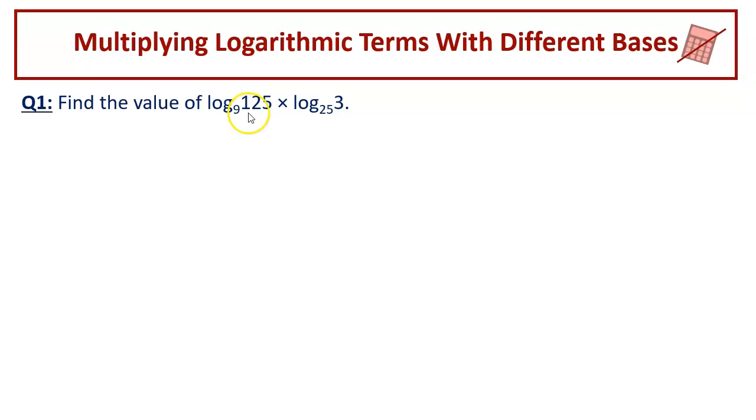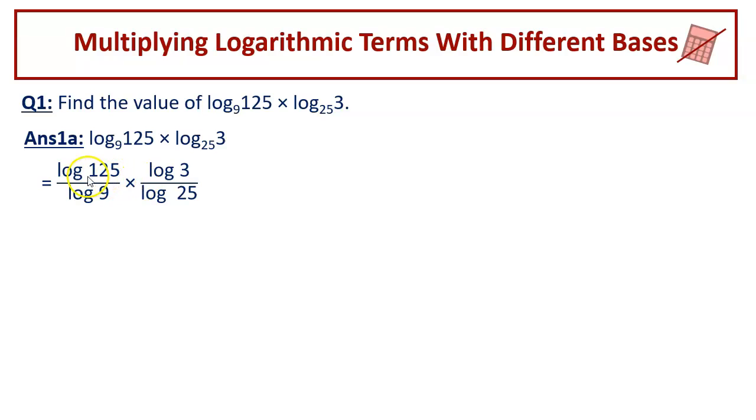So first of all, let us take the common base as 10. So this is equal to log of 125 over log of 9, times log of 3 over log of 25. And this 125 is over here and 25 is over here. So 125 is 5 to the power of 3 and this is 5 to the power of 2. We have to get something so that we can cancel or we can get the values, because we are not allowed to use the calculator. So how do we find the value? And this 9 is 3 to the power of 2. So we write them in this form.